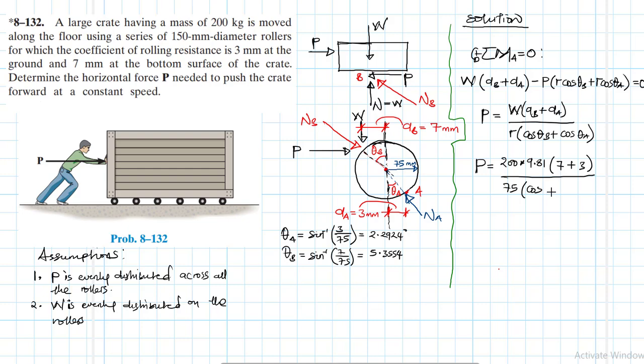Cos theta B we said is 5.3554 degrees plus cos 2.2924 degrees. Okay, when we do the calculation, we'll find that the value of P is equal to 131.14 newtons. So this is the magnitude of P that we need to push the crate forward at a constant speed.